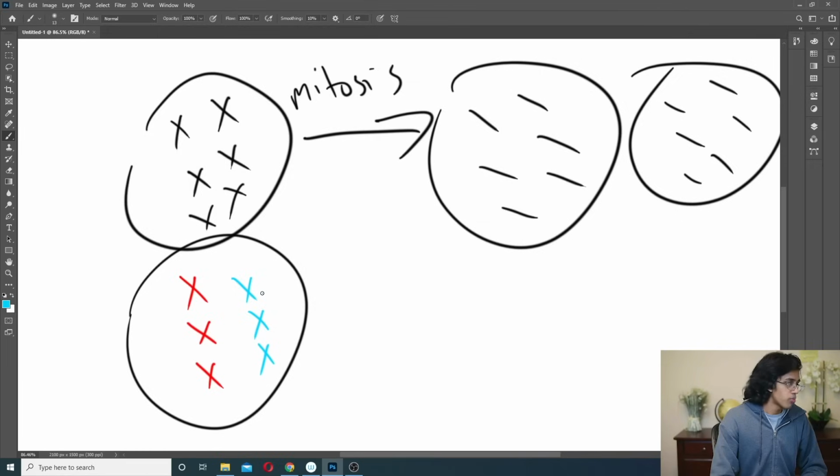But basically, we will number these, right? So your mom gave you a complete set, 1, 2, 3, and your dad also gave you a complete set, 1, 2, 3. And basically what meiosis does is it randomly puts all these chromosomes into different cells.